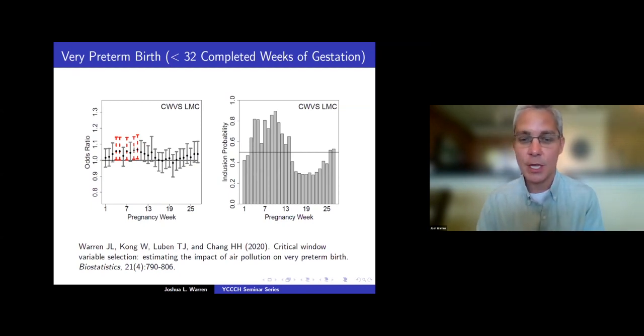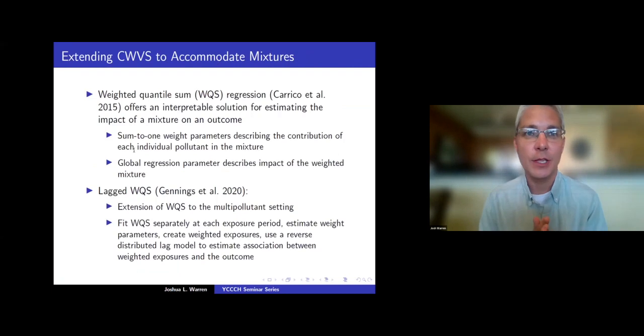So with these two definitions, we were getting a much better recovery of the true set of critical windows in simulation, at least. So this really outperformed what we had been doing previously. So we've been moving forward with this variable selection concept since then. All right, so we like critical window variable selection. We like a lot of these other methods.